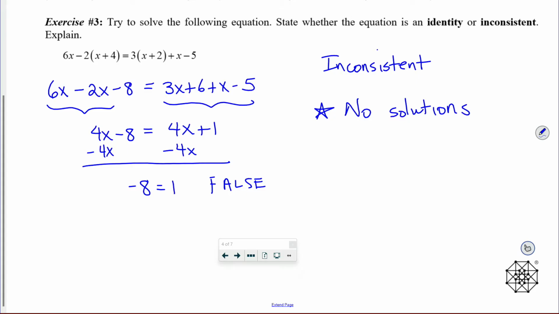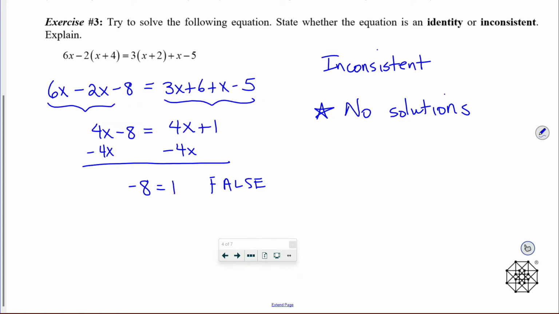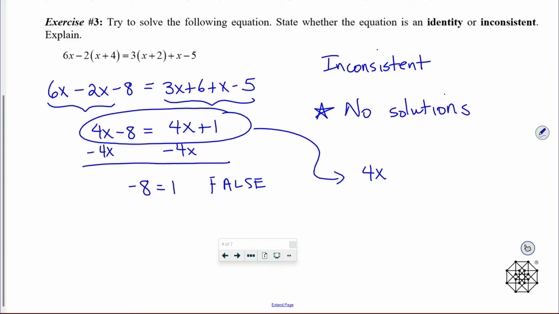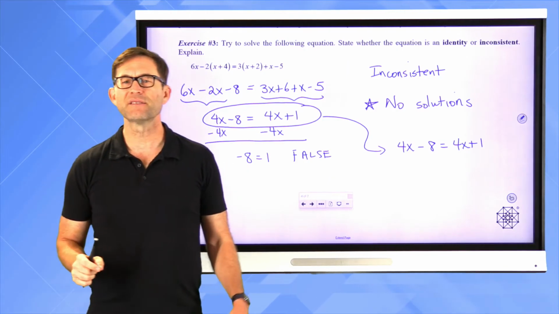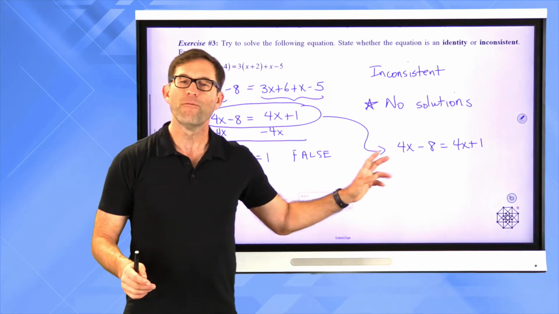And really, I should almost be able to spot that, well, maybe not there, but I should be able to spot that even at this point. At the point where I have 4x minus 8 is equal to 4x plus 1, it should make sense that this equation can't have any solutions. And let me explain why, right?